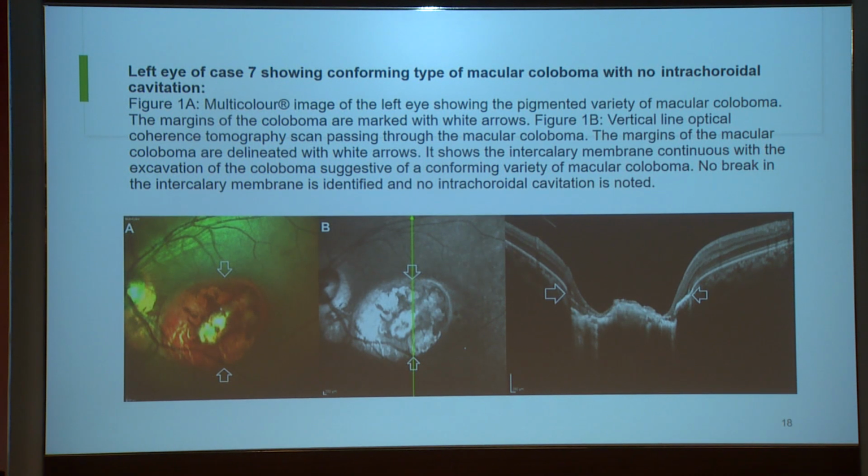So here is one figure, which is a left eye, which shows a pigmented variety of the macular coloboma, which is the conforming type. In the second image, we can see a vertical line passing through the macular coloboma. The margins of the macular coloboma are delineated with the white arrows, and it shows the intercalary membrane continuous with the excavation of the coloboma, which suggests the conforming type. And no break of the intercalary membrane is identified in this, and also there's no intrachoroidal cavitation.